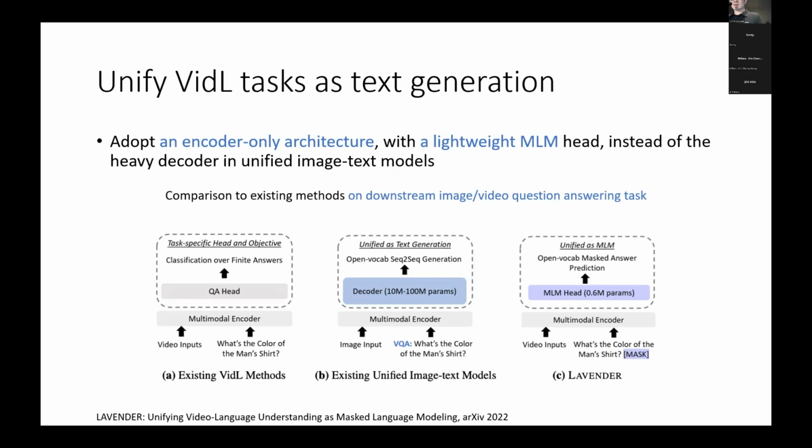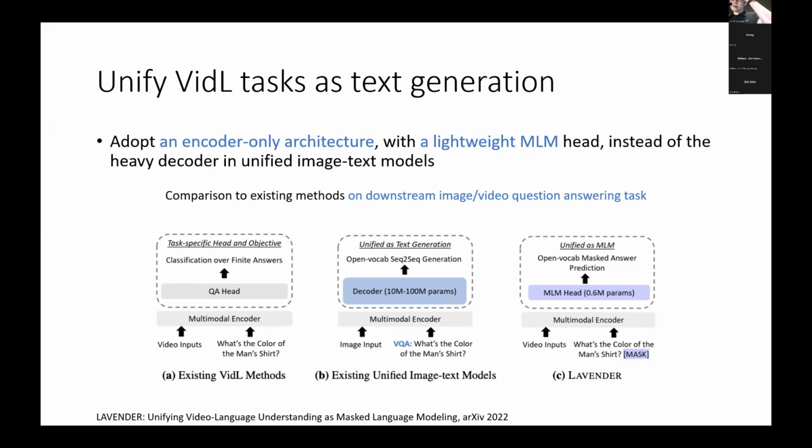And for the downstream one, this is the comparison of the existing methods on the downstream image and video question answering tasks. So for the existing video language methods, they need a QA head and extra QA to fine-tune, like an extra QA head, in order to perform these tasks. And for Lavender, we don't need to use any extra head. Just keep the same set of parameters. We can do the same approach.